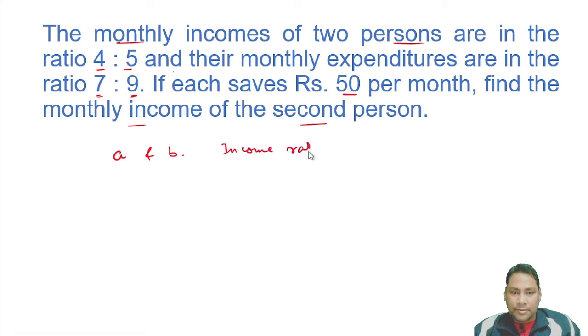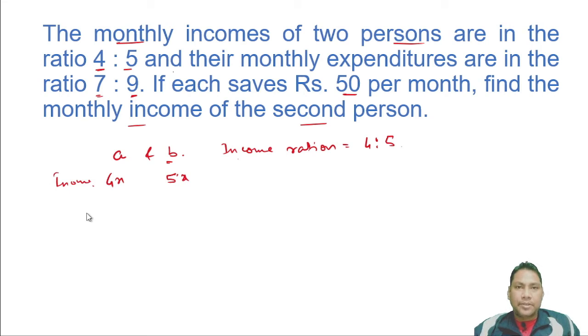Income ratio 4:5. Let's take the income of A as 4x, then the income of B will become 5x. That is income. And saving of both of them is 50 rupees.